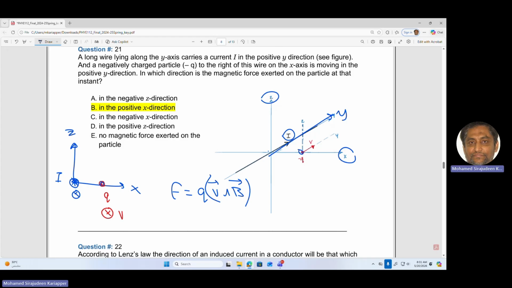Right, so that's a charged particle which is going into the board in the positive y direction. The velocity direction is positive y direction, and there's a magnetic field coming from this current carrying wire. So I need to know the direction of that magnetic field. How do I get the direction of the magnetic field?